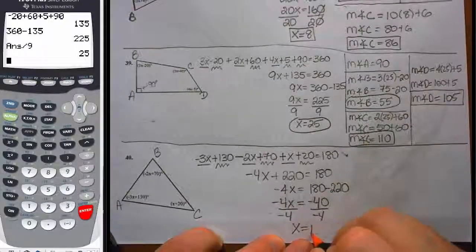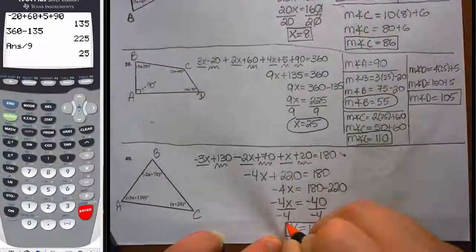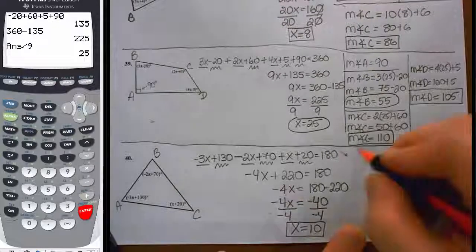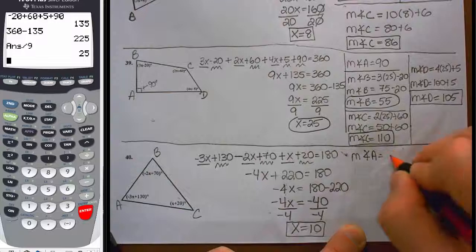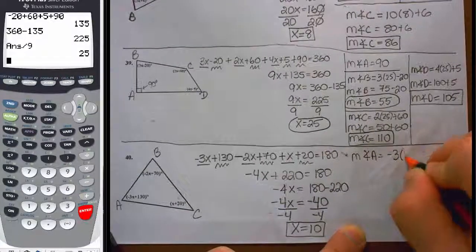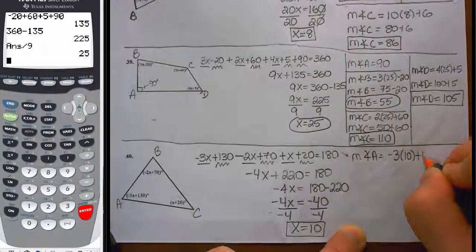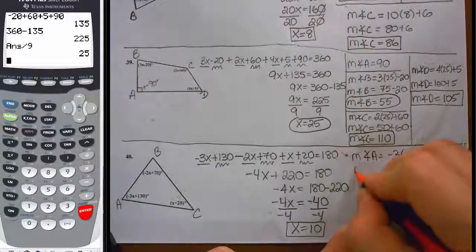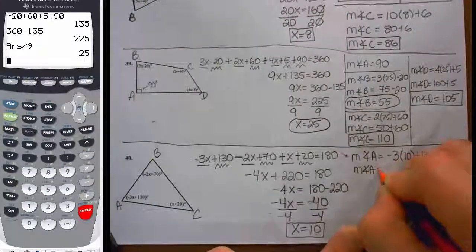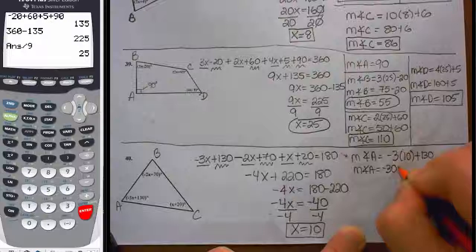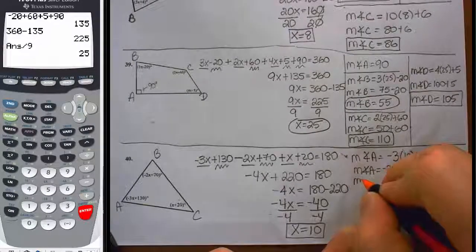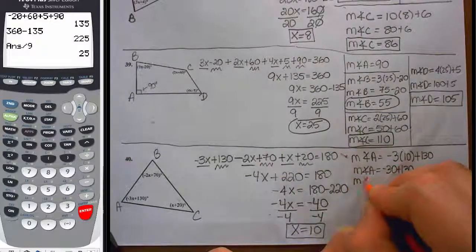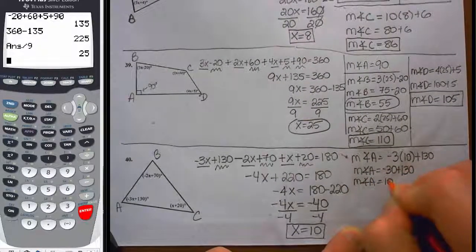X equals positive 10. With that information now, I can find the angle A. So angle A is going to be negative 3 times 10 plus 130. So the measure of angle A is negative 30 plus 130. So the measure of angle A equals 100 degrees.